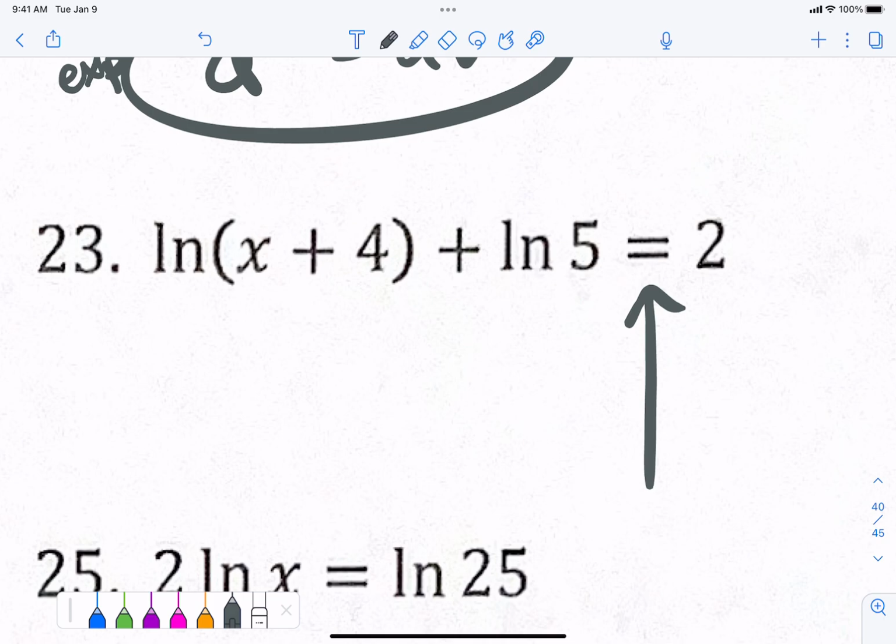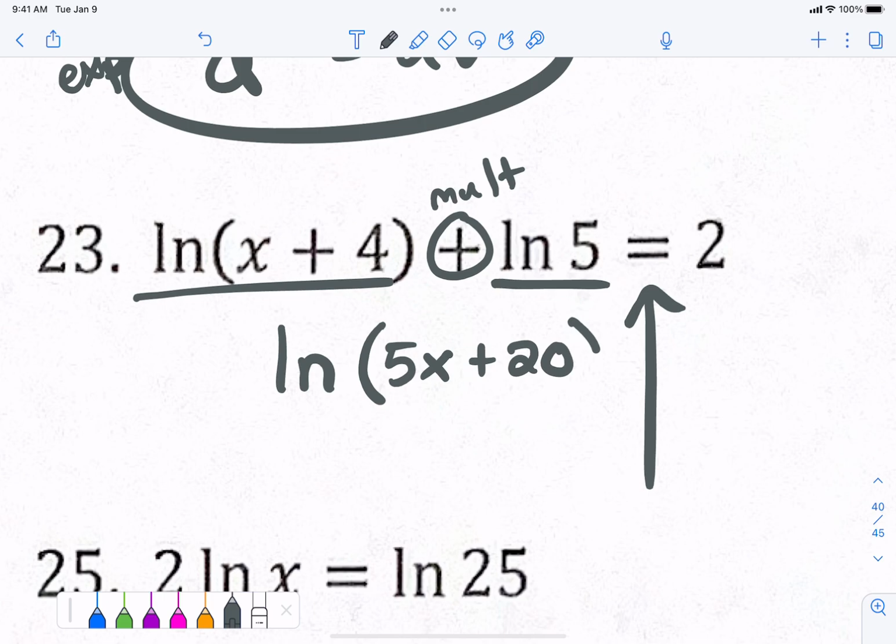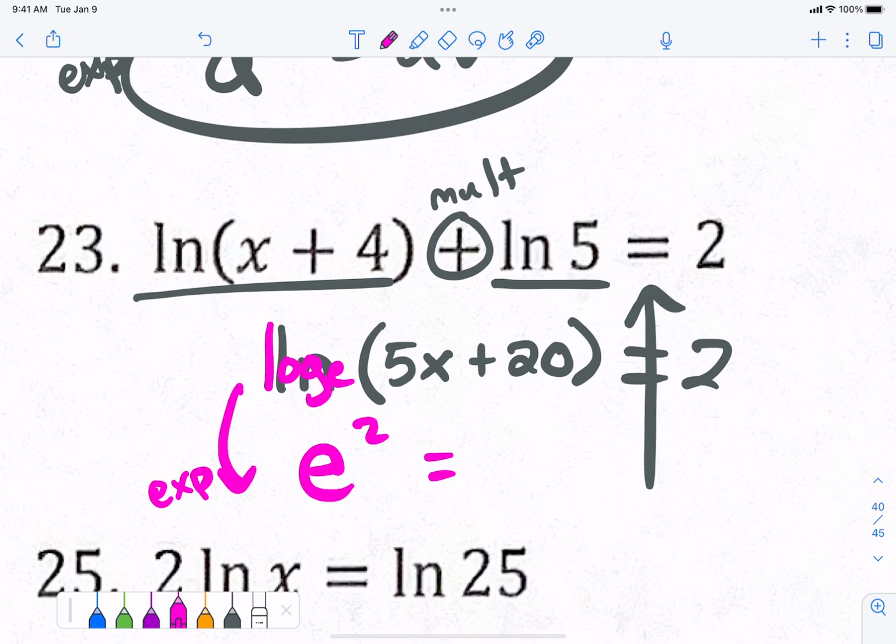What's our goal? What are we going to do now? Combine the LNs. Okay, combine the LNs, because I see this plus and I say that means multiply, right? Okay, what two things are you multiplying? X plus 4 and 5. So we've got ln of 5x plus 20. Sure, let's go ahead and distribute. 5x plus 20 equals 2. Now what? E to the second power is equal to 5x plus 20. This is log base e, right? Okay, let's make him an exponential function. So we've got e to the second power equals 5x plus 20.